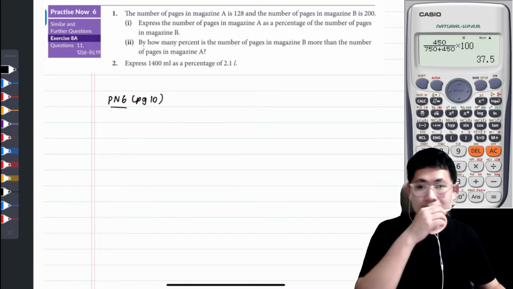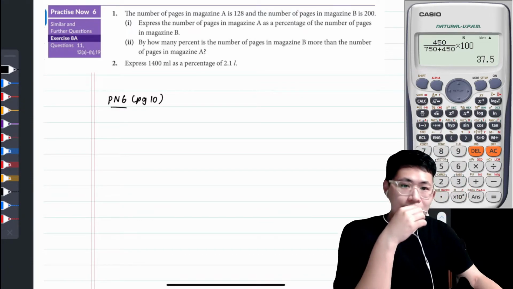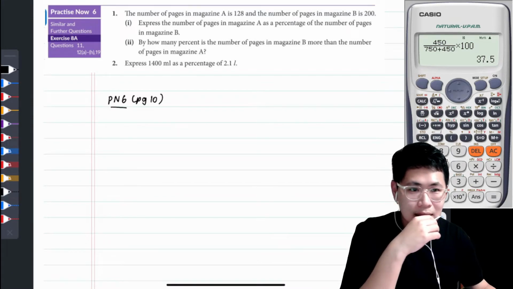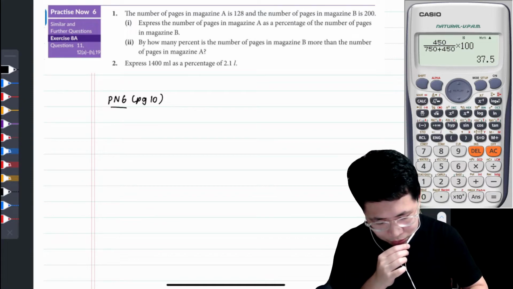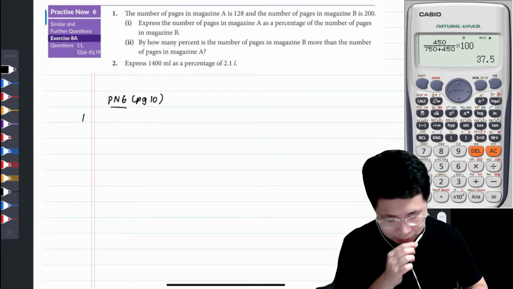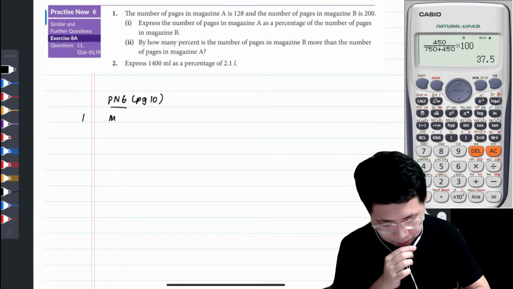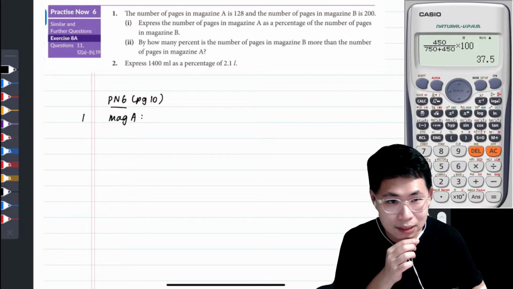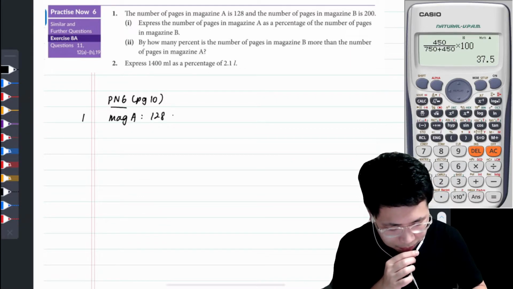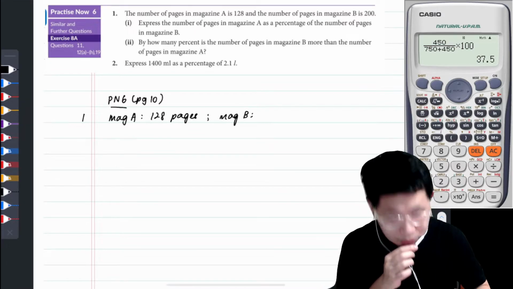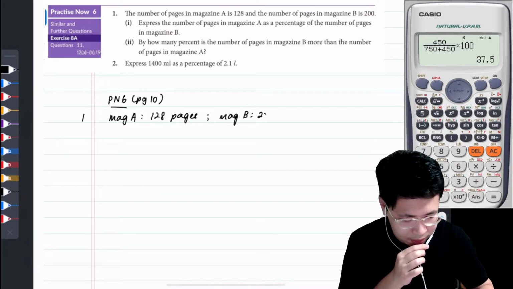So what's going on is we have the number of pages in magazine A, and we have the number of pages in magazine B. So first question over here. For magazine A, I'm writing down to process this. So 128 pages, and in magazine B, we have 200 pages.